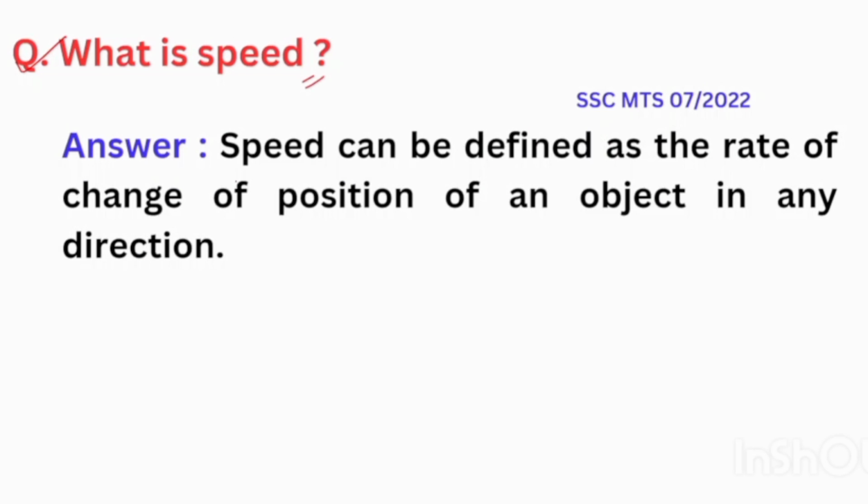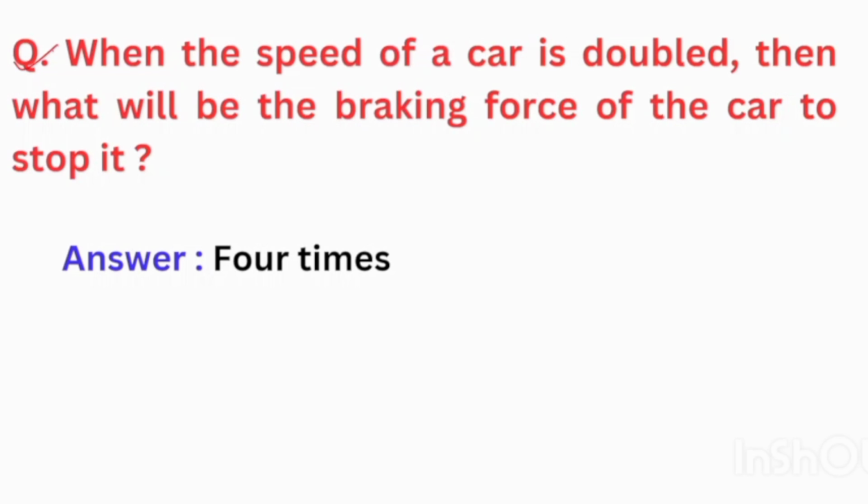What is speed? Speed can be defined as the rate of change of position of an object in any direction. Here direction is not specific, and due to this speed is a scalar quantity. Next is, when the speed of a car is doubled, then what will be the braking force of the car to stop it? Answer is 4 times.